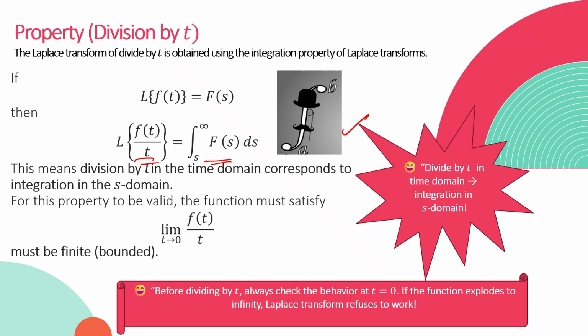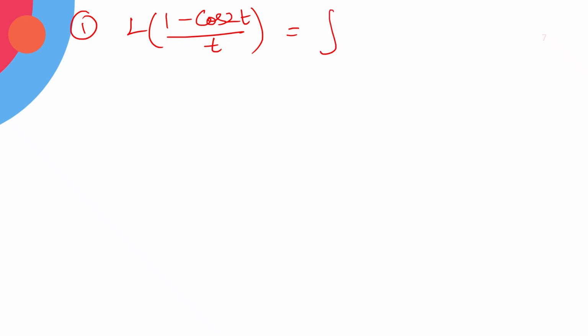So let us go for some problems in this one. Find Laplace transform of 1 minus cos 2t divided by t. So here the given function is divided by t. So we have to go for an integration. So according to the property, it will be integration s to infinity Laplace transform of 1 minus cos 2t into ds.